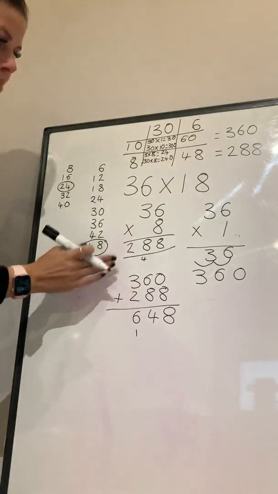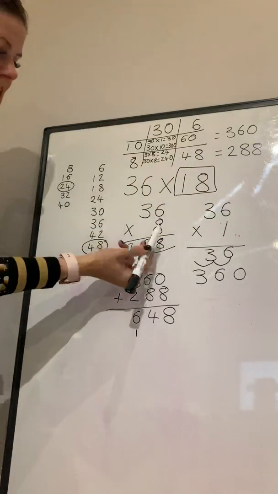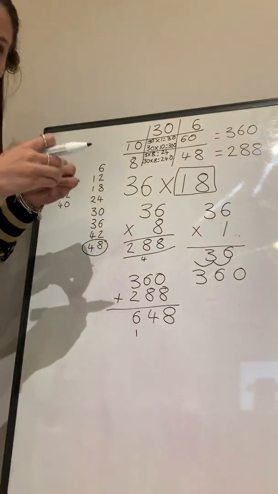Okay, the most important bit is we understand what this multiplier is, and we understand it's made up of how many ones and how many tens, so that we can add those two products up.